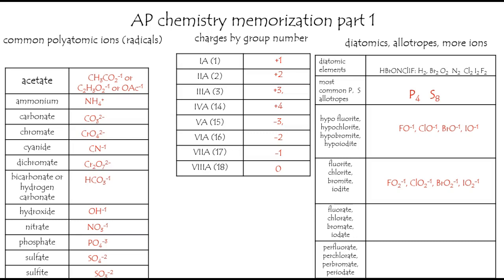Fluorate, I see the pattern now. I'm with you. FO3 minus, etc. And perfluorate, FO4 minus, and etc. FO4 minus, ClO4 minus, BrO4 minus is a perbromate, and IO4 minus is a periodate. Okay, this is part 1 of 4 parts of AP memorization.